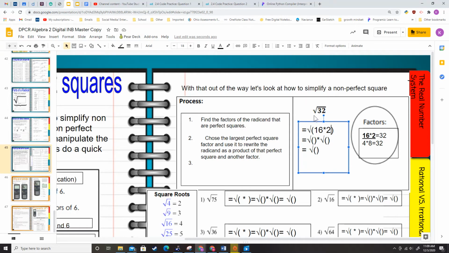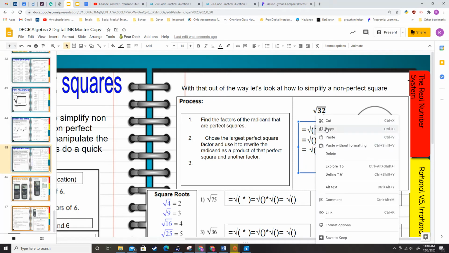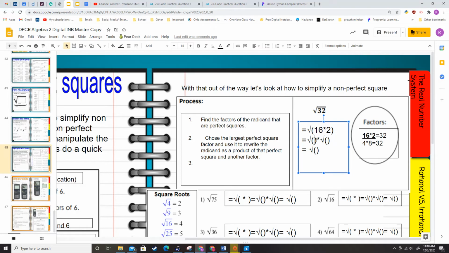Now what I'm going to do is separate both of these into two separate square roots, because since both of these are inside of this parenthesis, that means both of them are being taken the square root of. So I'm going to take 16 here, and I'm going to write it in this parenthesis. And that's going to make it separate from the 2 that is in the other one.